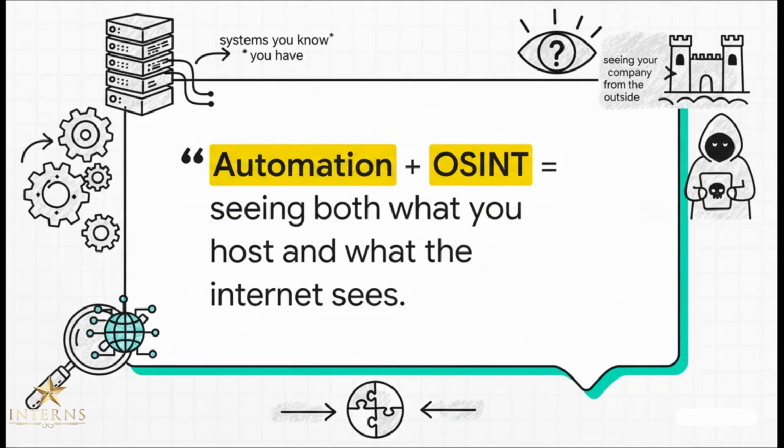it's done. This one sentence, it's the key to this whole thing. It's all about mixing two really powerful ideas. First, using automation to scan the systems you know you have. And second, using open source intelligence, or OSINT, to see your company from the outside, just like an attacker would. It's the only way to get the complete picture.